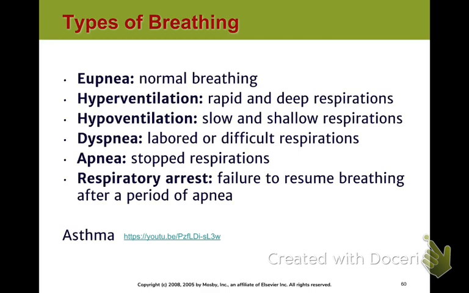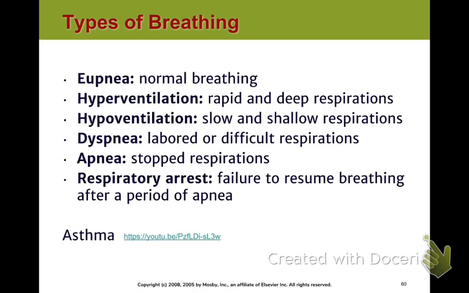Types of breathing. So eupnea is normal breathing. Hyperventilation is when you would be really scared or having a panic attack. Okay. Hypoventilation. Maybe you've taken medication that is a depressant for your nervous system, and so you're breathing very slowly, very shallowly. This is not a good thing.